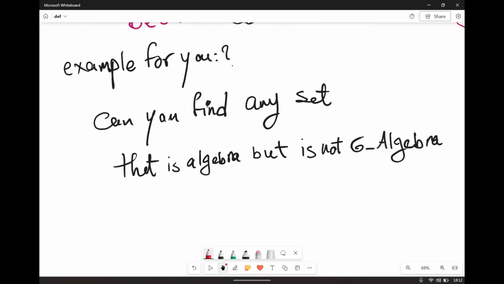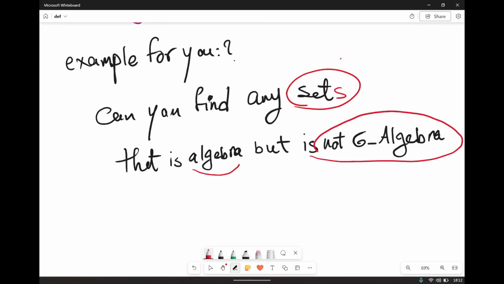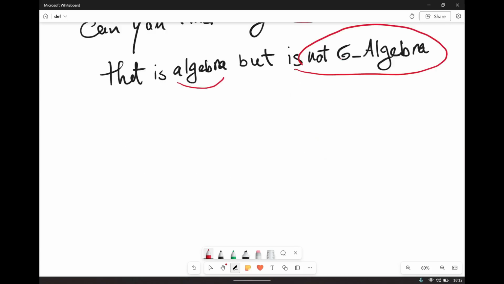I have a challenge for you. Can you find any set that is an algebra but is not a sigma algebra? Please leave your answer in the comments.